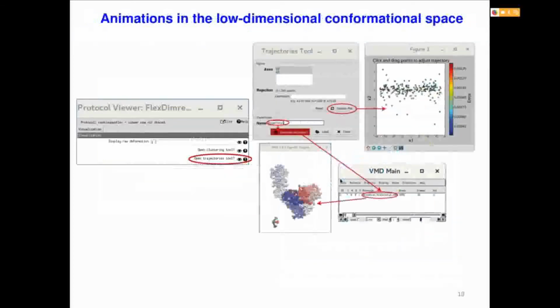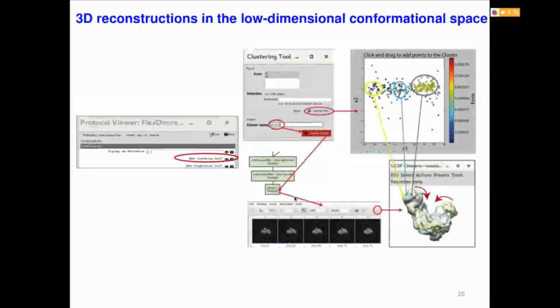In that space we can analyze the distribution of images by animating the reference along some directions, by giving some points in this space, and then they will be the frames of the movie that will be generated with VMD. Or you can group images that are close to each other and compute 3D reconstructions.